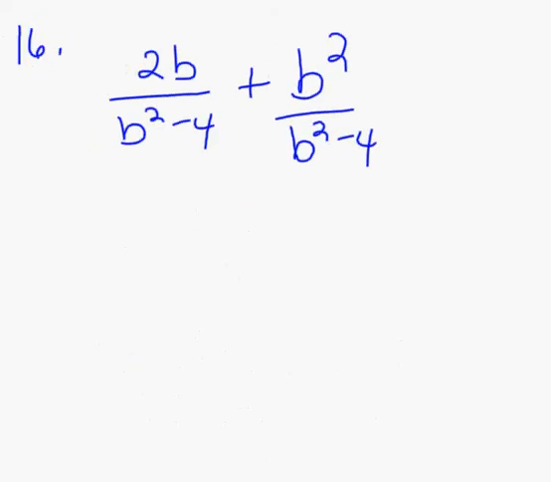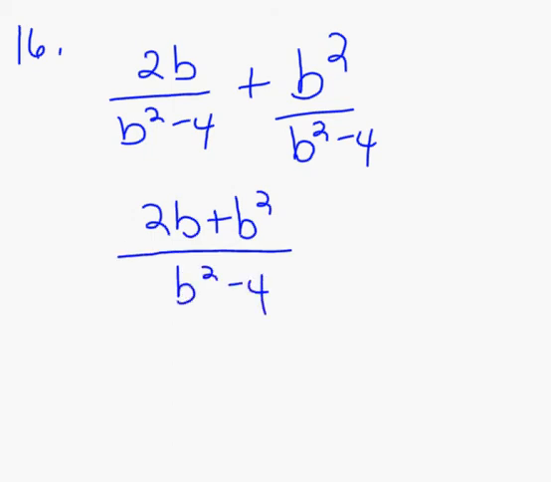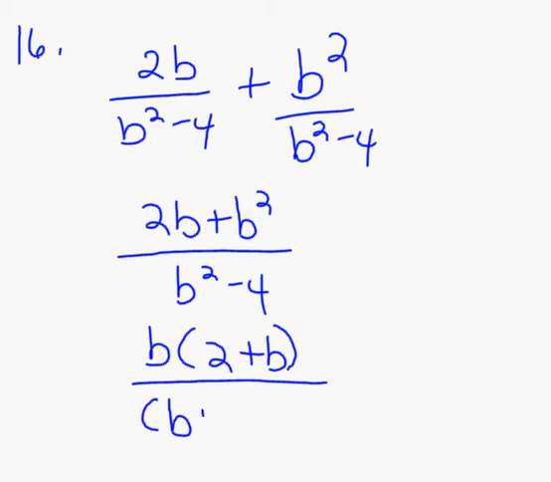Okay, for number 16, once again, we already have a common denominator. It's b squared minus 4. So I simply add my numerators. That means I add 2b plus b squared over my common denominator, b squared minus 4. Now, of course, I have to factor both numerator and denominator so that I can see if I have anything that'll cancel. What's alike in the numerator is b, and that leaves me 2 plus b when I factor out that GCF. The denominator is a difference of squares, so that factors to b plus 2 times b minus 2, and so 2 plus b and b plus 2 are common factors and can be canceled out.